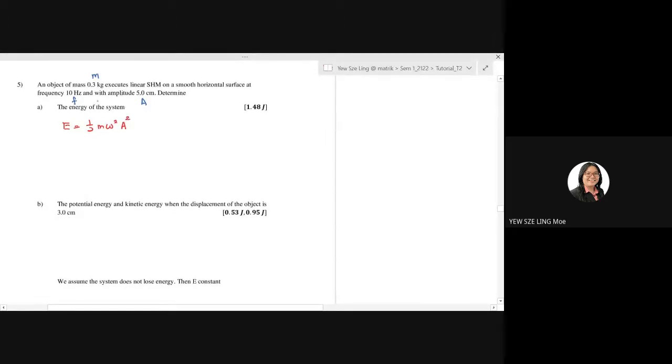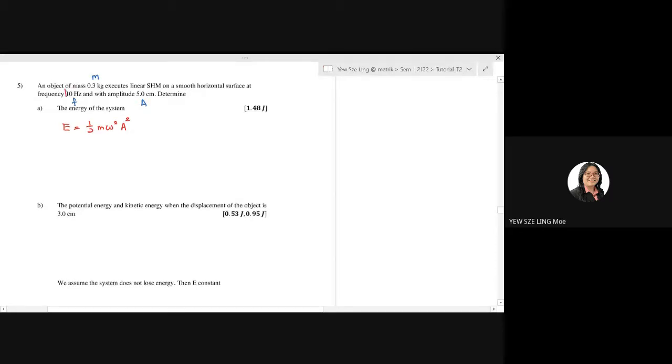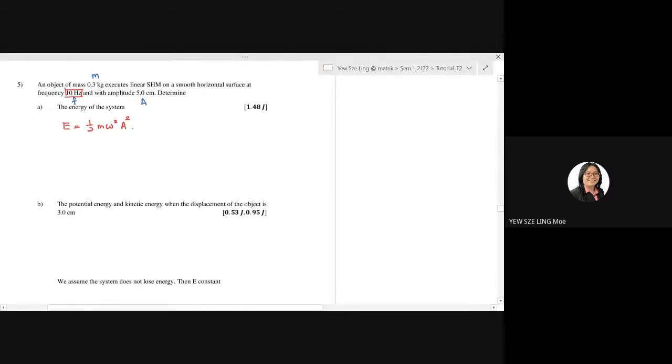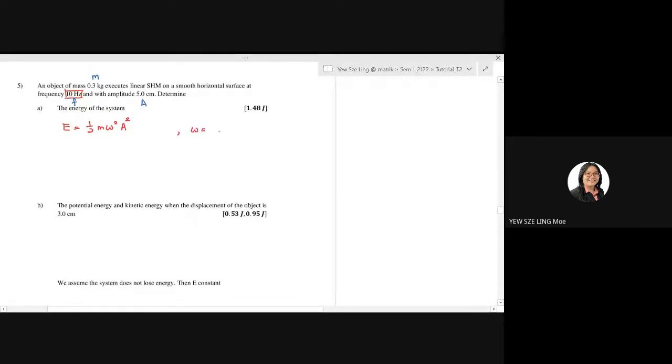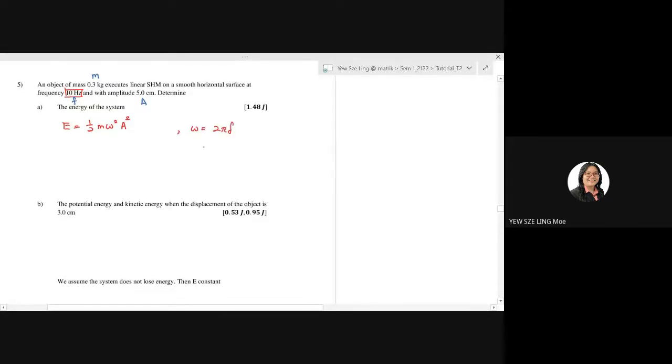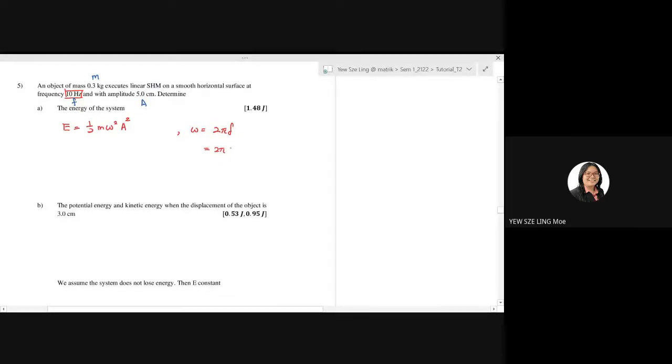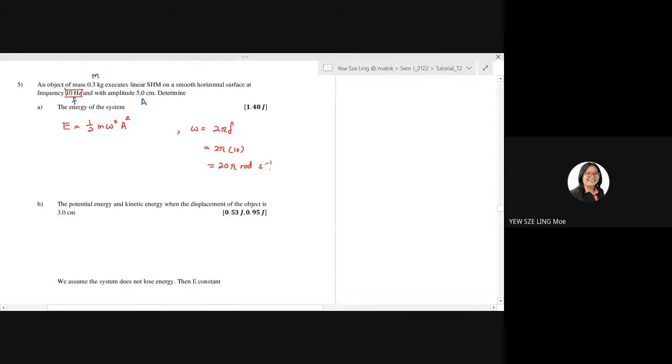If you look at the information in the question, you don't have omega, but what you do have is frequency. So omega can be calculated by using frequency. It is equal to 2 pi times 10, so you have 20 pi radian per second. Now I can plug it into the equation.